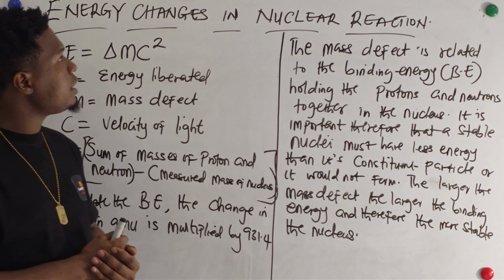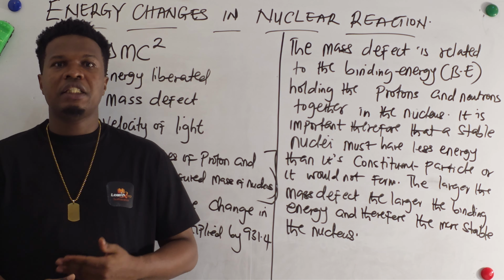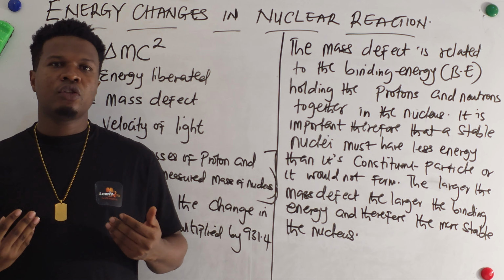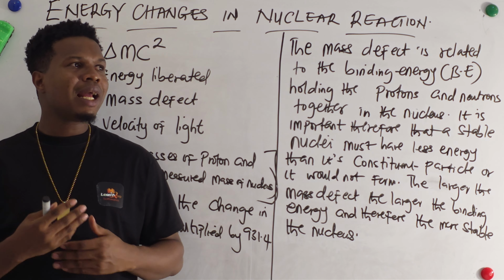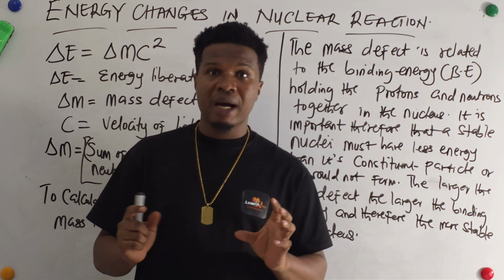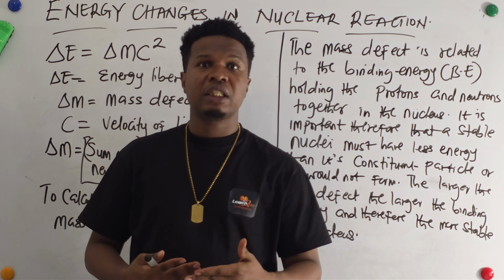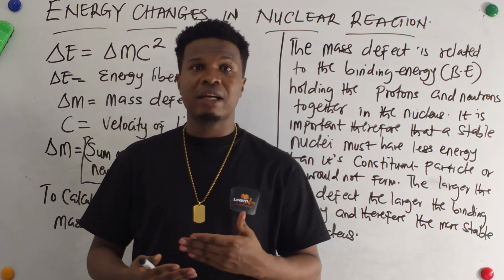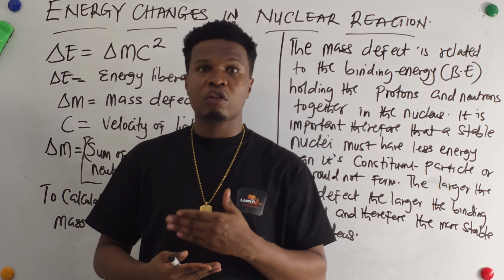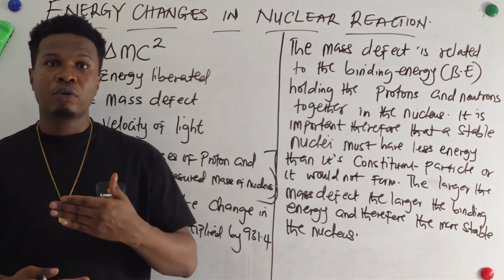Let's look at energy changes in nuclear reactions. So how does energy change in a nuclear reaction? Remember that the nuclear transformation of any particle involves the destruction of a mass. For there to be a nuclear transformation or a change in the nuclear energy of a material, there will be a destruction of mass, and that destruction of mass will lead to the production of what?